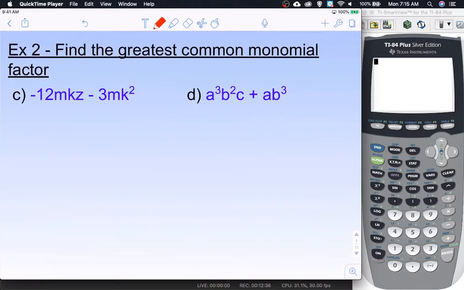Two for me, 2 for you. Go ahead and pause the video and see how far you can get. See how many common factors you can pull out. Find the greatest common factor.